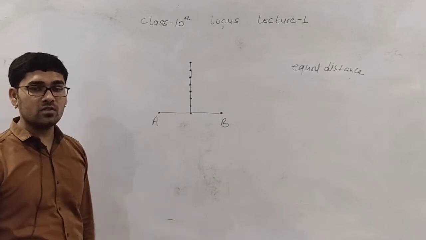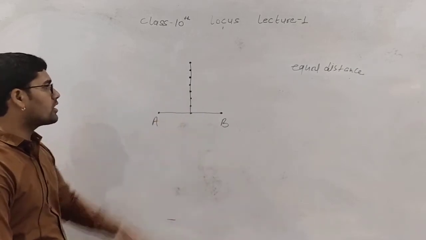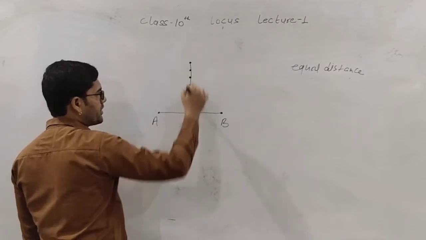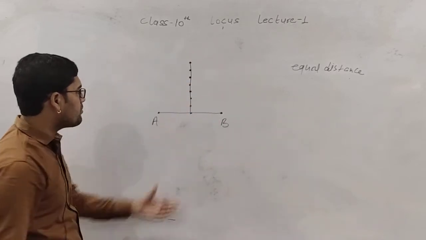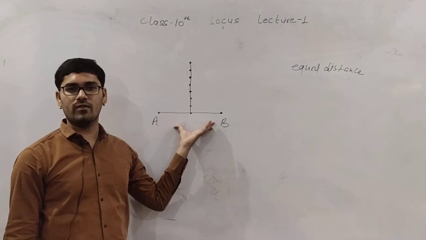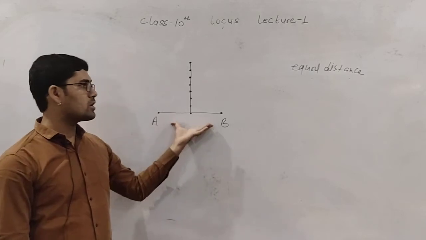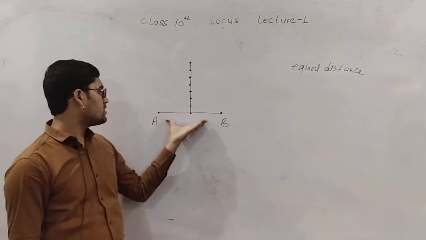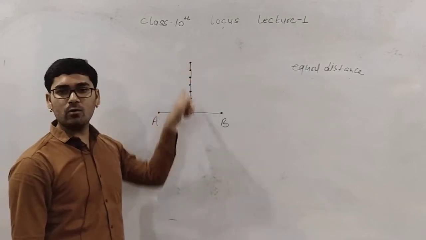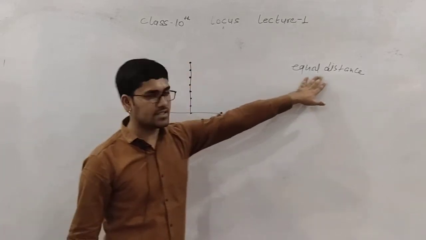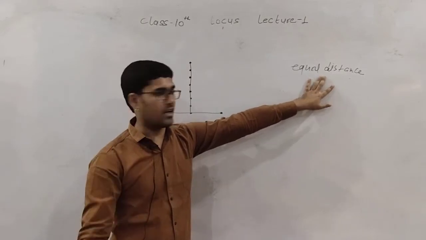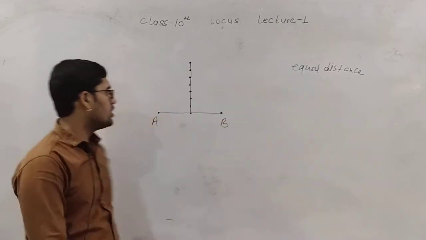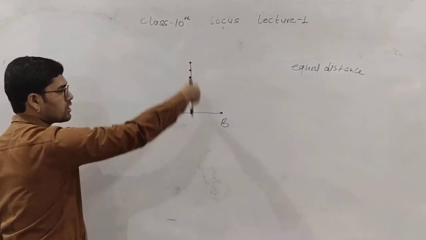I got a meaningful shape, a meaningful thing. The line joining all these points is the perpendicular bisector of AB. What is the meaningful shape? What is the meaningful object? We got a perpendicular bisector. The distance is equal, so the first condition is satisfied. Another condition was a meaningful shape, and this is a perpendicular bisector.